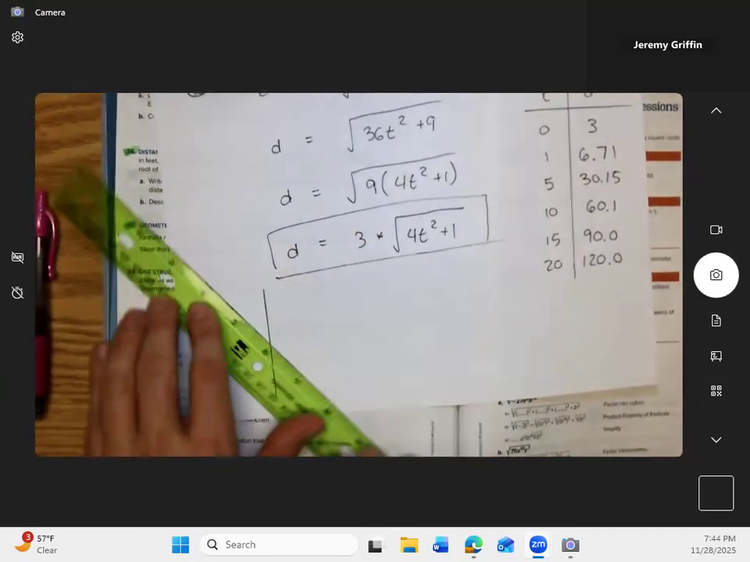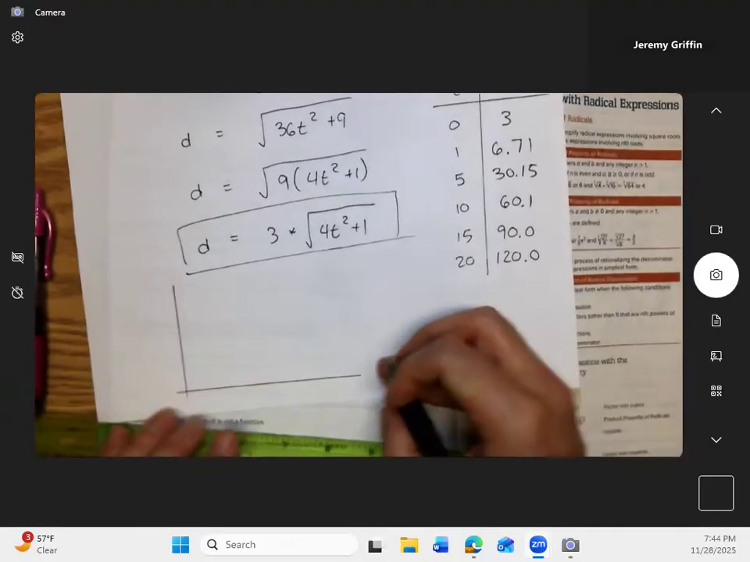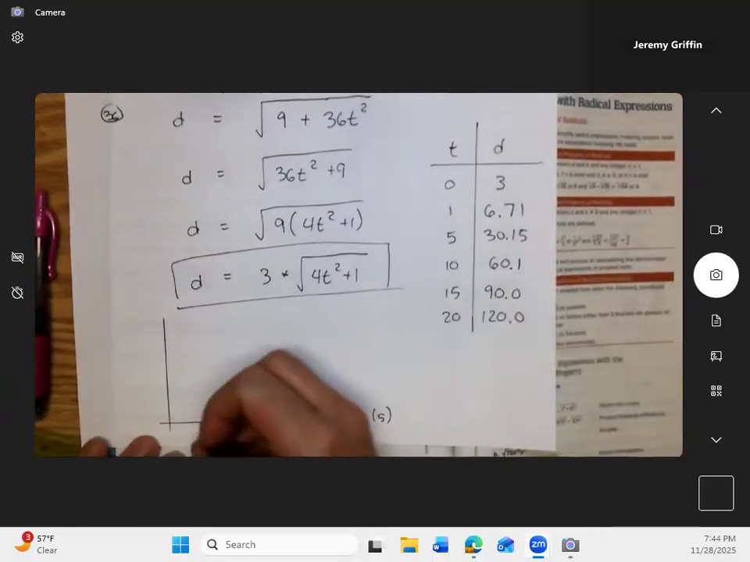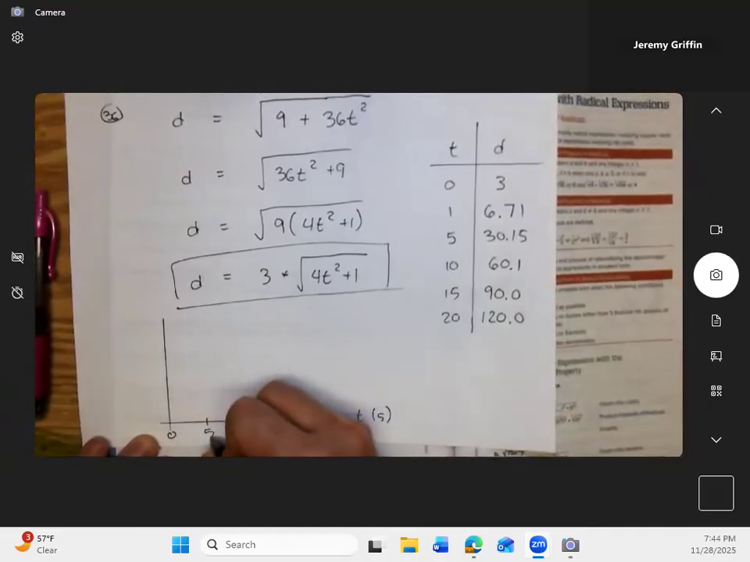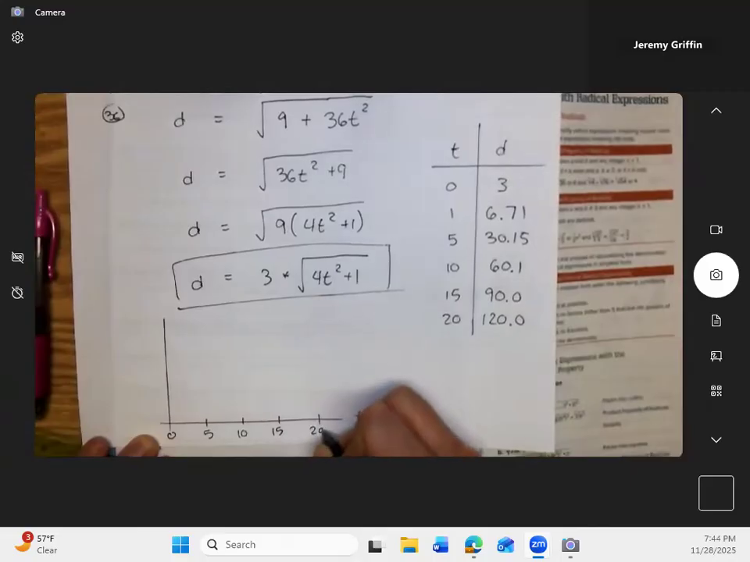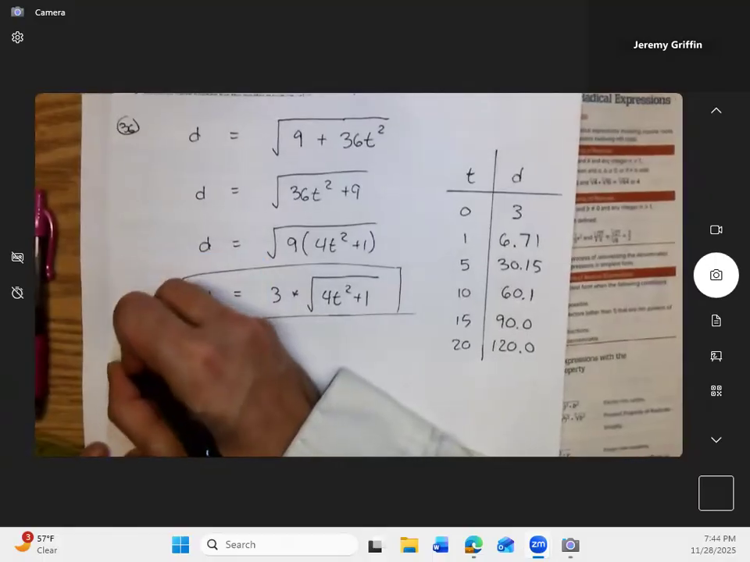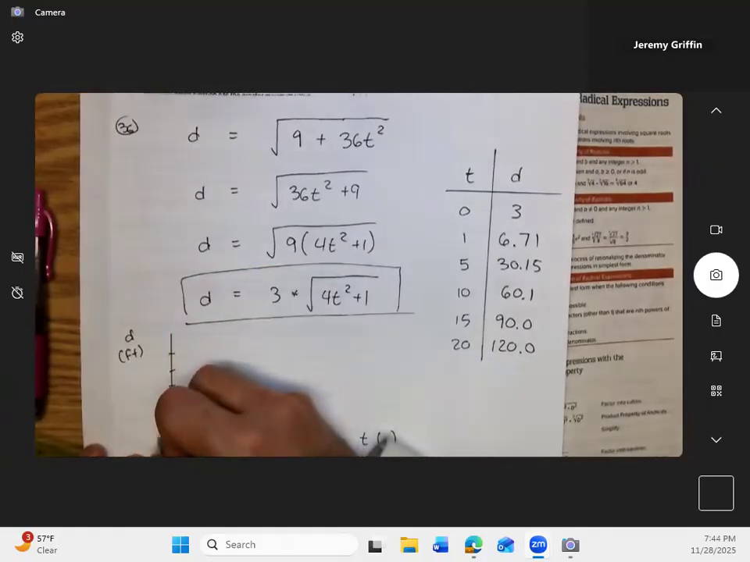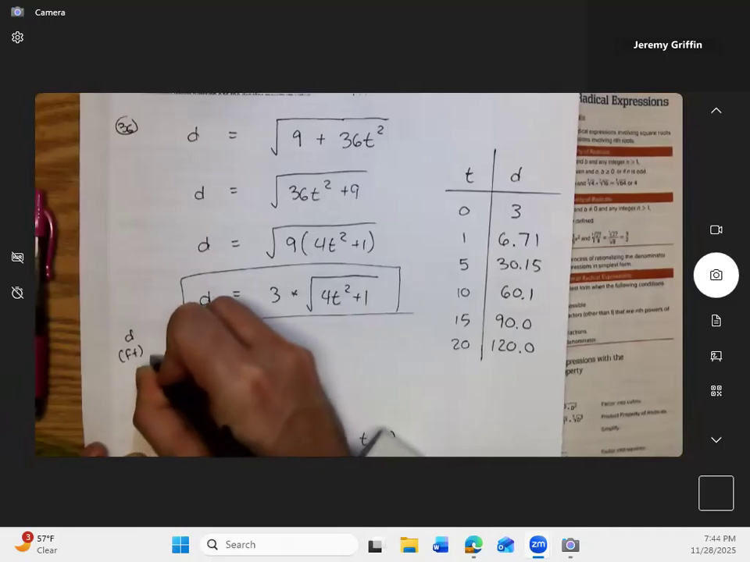Graph time. So let's put time in seconds on this axis. Now, I just went up to 20 seconds, so I'll go ahead and scale the graph like that. Let's go 5, 10, 15, 20. So 0, 5, 10, 15, 20. And the distance maxes out at 120 feet. So distance in feet. Let's go 20, 40, 60, 80, 100, 120. 0, 20, 40, 60, 80, 100, 120.